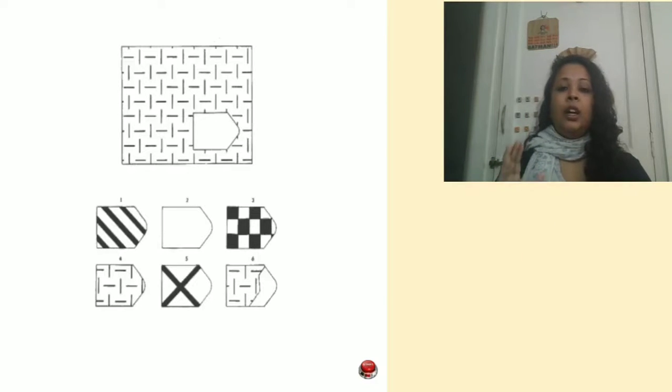Now if your subject says option number 2 is the correct option, because they feel sometimes the patterns are matching, so it's option number 2.